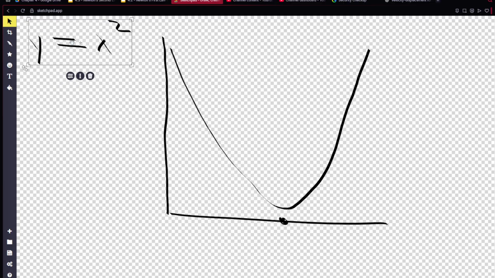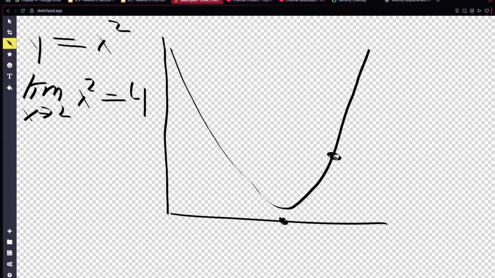So everyone knows the limit of a polynomial is just going to be plugging the function in, and as we know, x squared at x equals 2 is 4. So the limit as x approaches 2 is 4.